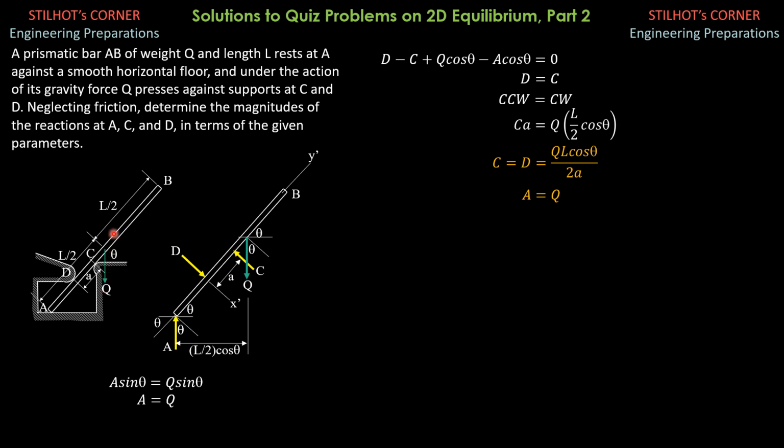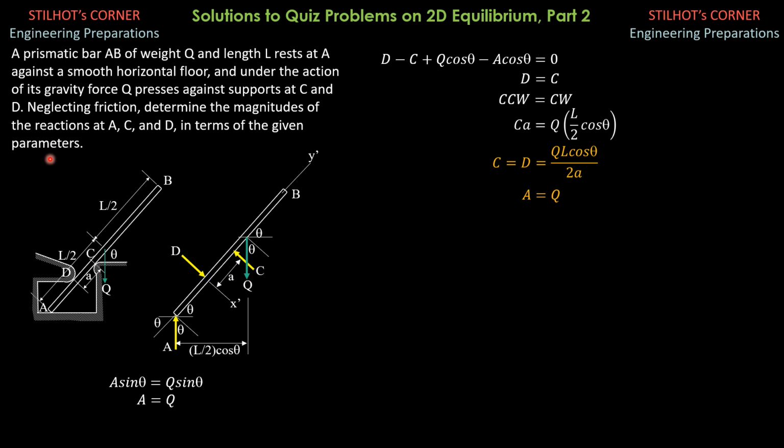And length L, so that's why we have L over 2, L over 2, rests at A against a smooth horizontal floor, and under the action of its gravity force Q presses against supports C and D. Neglecting friction, determine the magnitudes of the reactions at A, C, and D in terms of the given parameters.